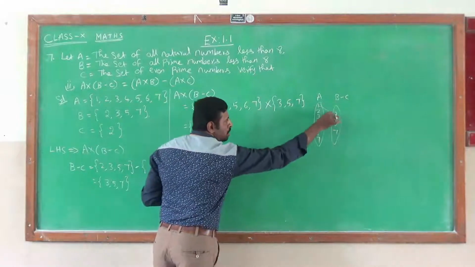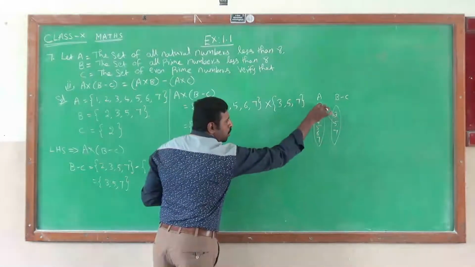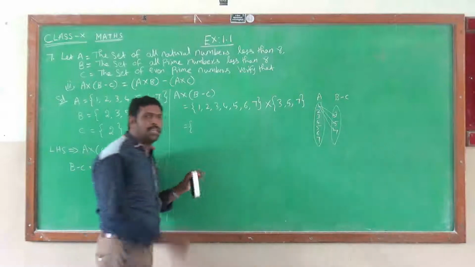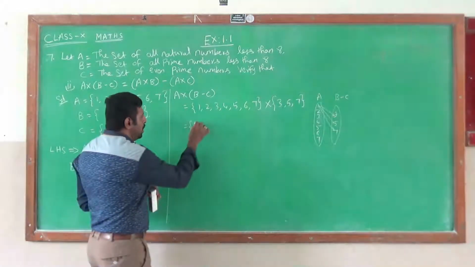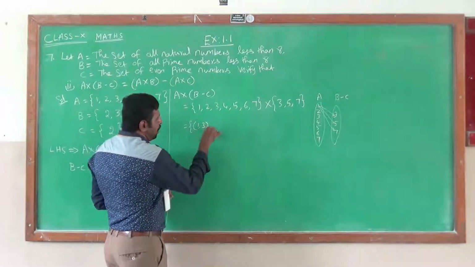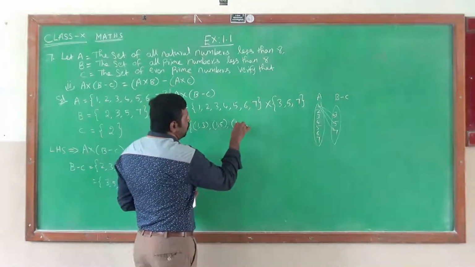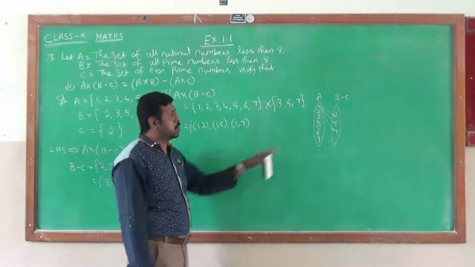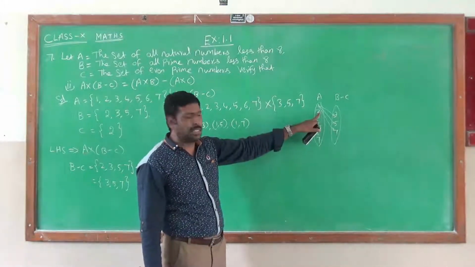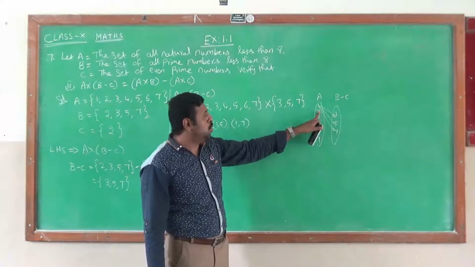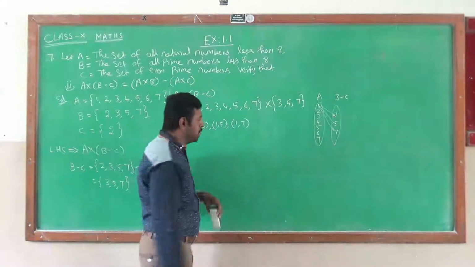So the first one is mapped with 1 to 3, 1 to 5, and 1 to 7. Then we have to write the ordered pairs. See, 1 comma 3 is the first ordered pair, and then 1 comma 5, 1 comma 7. Next we select the second element in the first set: 2 comma 3, 2 comma 5, and 2 comma 7.